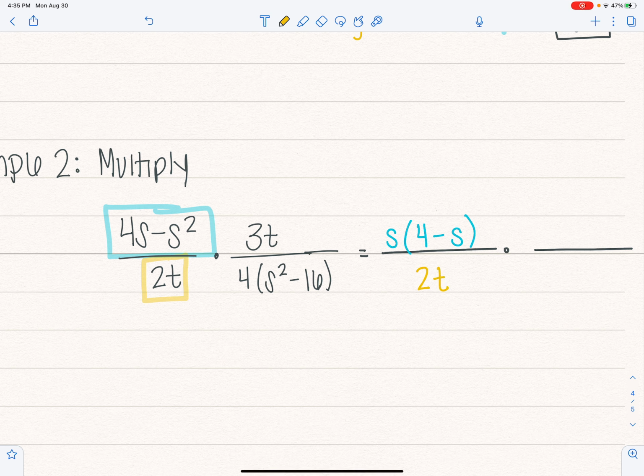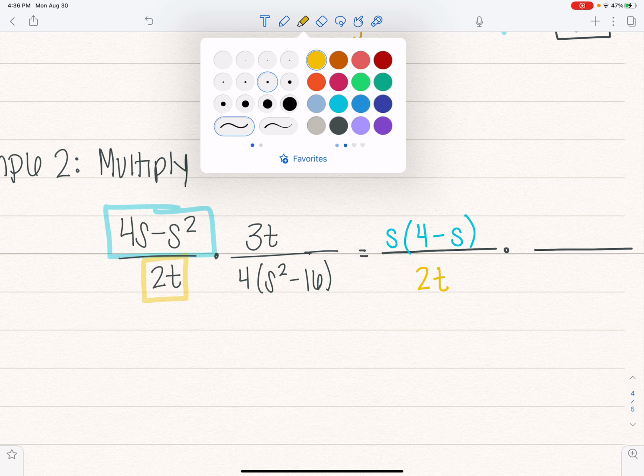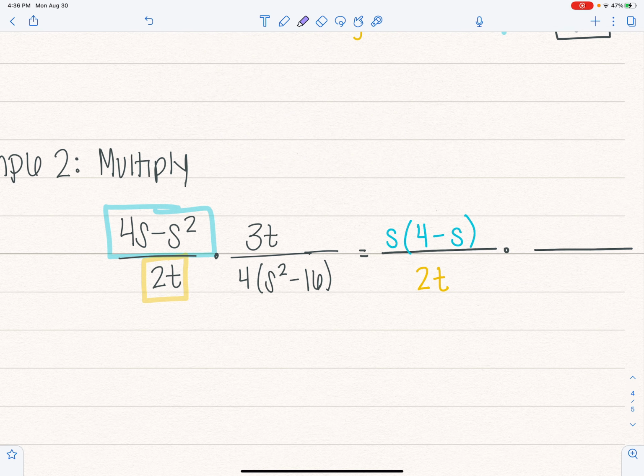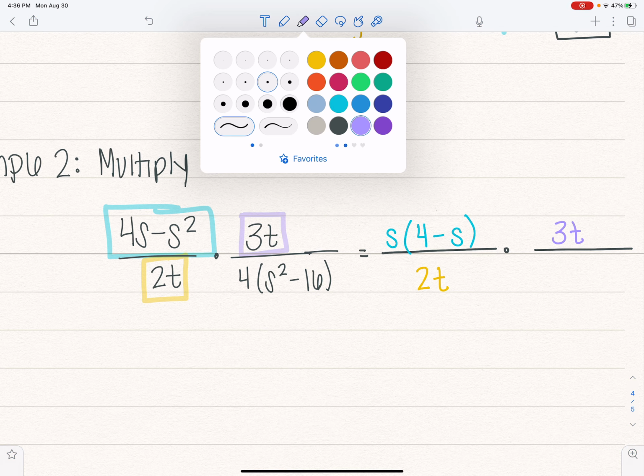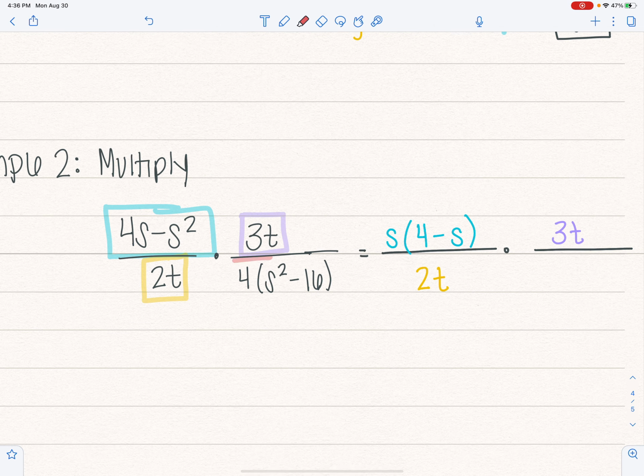It doesn't factor. It's a monomial, so it just carries over. Same thing with the 3t. It's a monomial, so there's nothing really to do factoring-wise. And then the bottom right, this 4 times s squared minus 16.